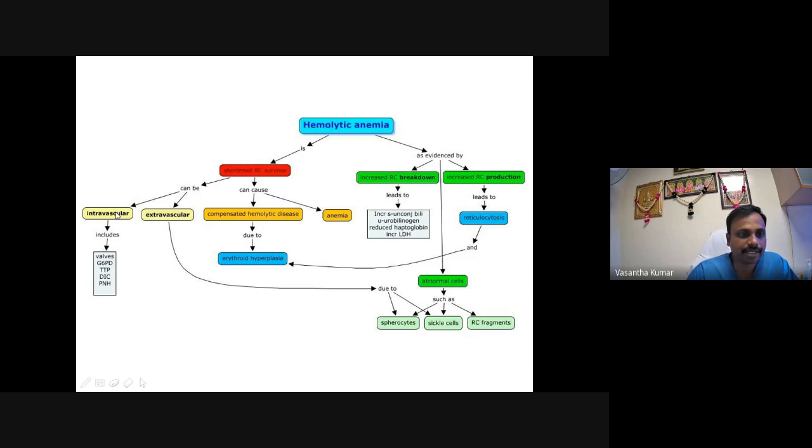And whether it is intravascular or extravascular, there will be hemolysis. The extravascular cause is due to spherocytes, sickle cells, or red cell fragments. In intravascular hemolysis, the patient may have a stuck valve or a stenotic valve, or the patient is having DIC or PNH, or a condition called TTP, that is thrombotic thrombocytopenic purpura. So we will not go into detail about each of these conditions.